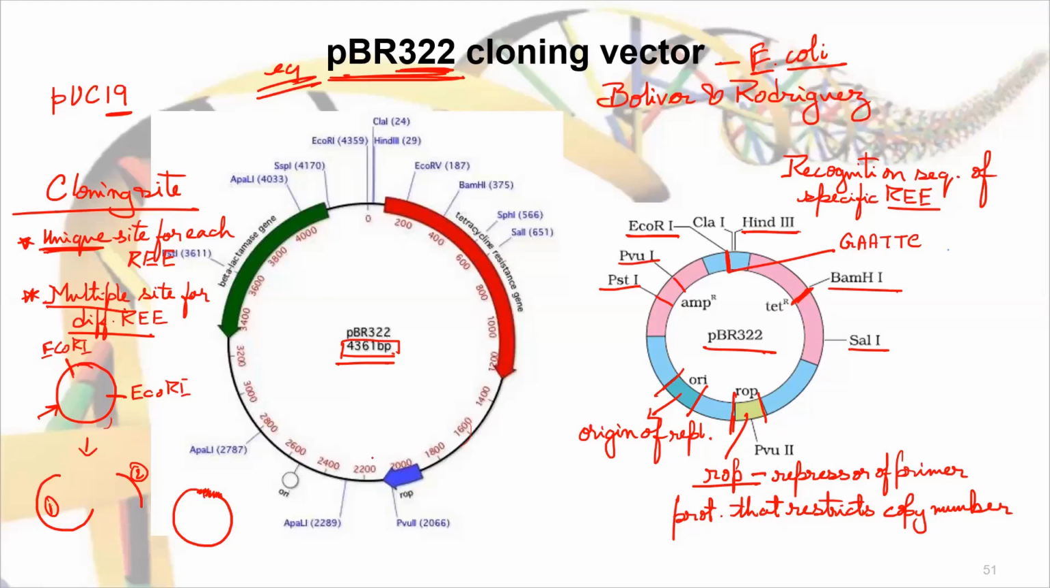But there has to be multiple cloning sites for different types of enzymes, because in that case you can use that particular vector for different types of enzymes, right? Now, these were the topics of discussion about the origin of replication and the cloning sites.